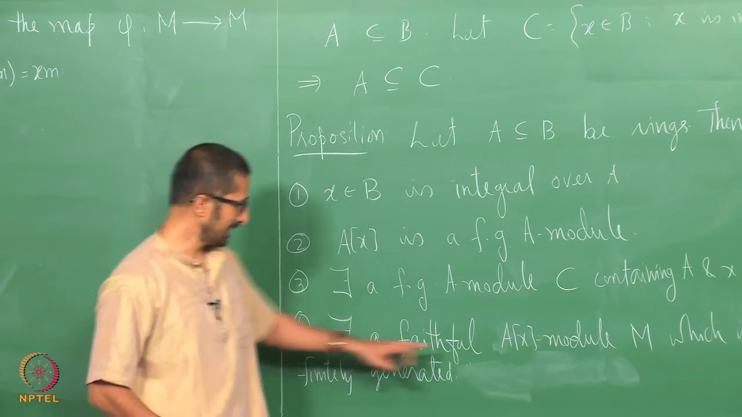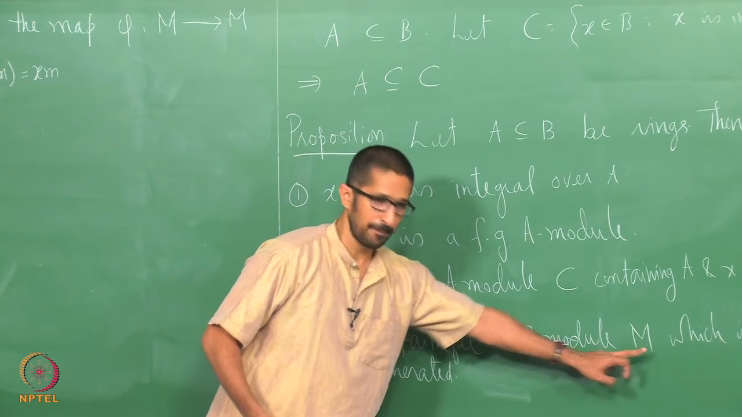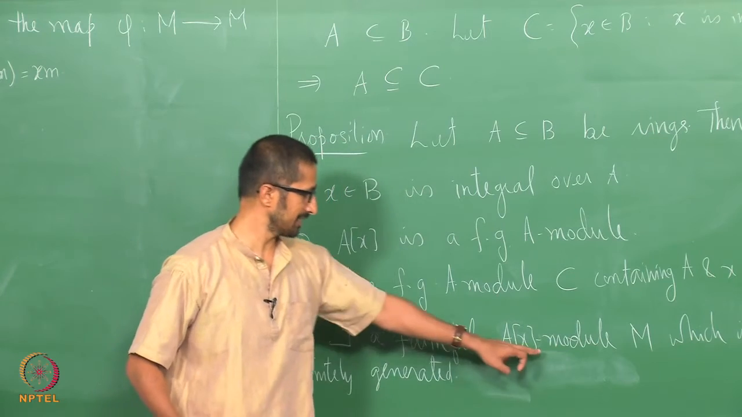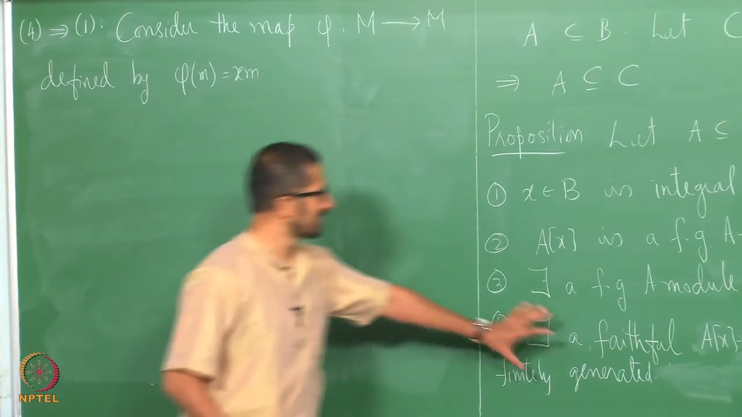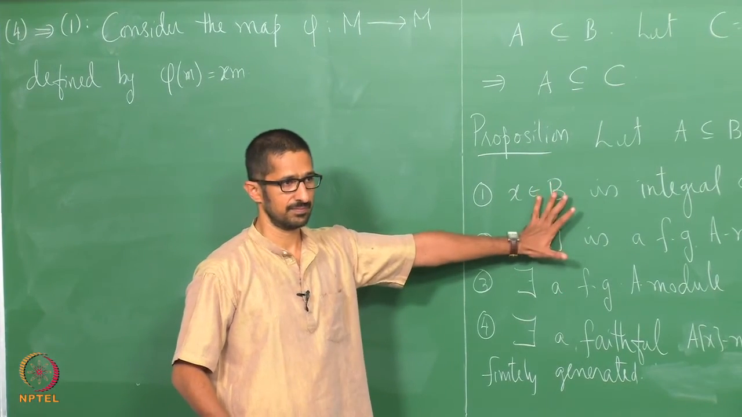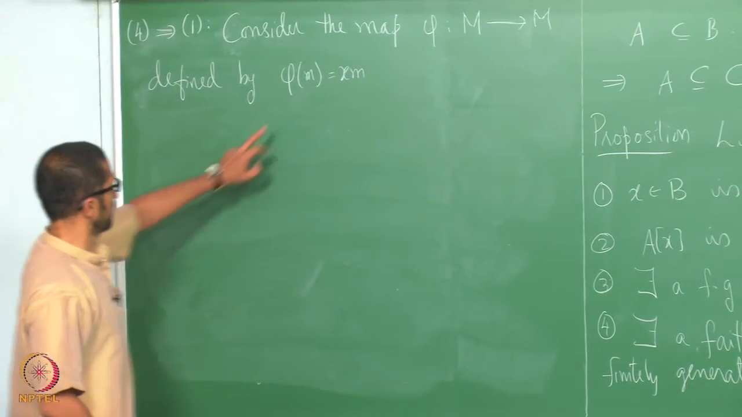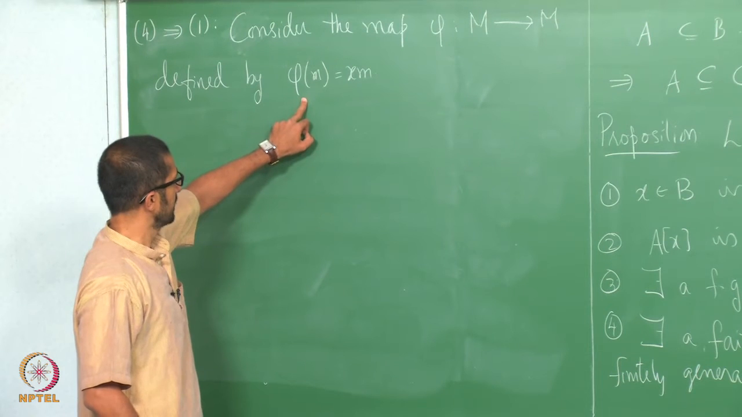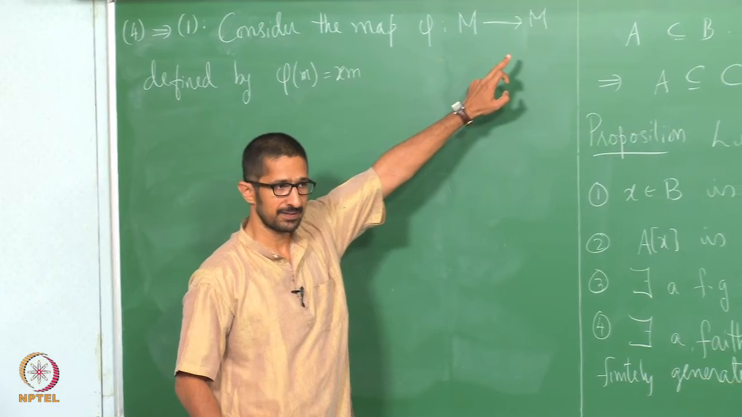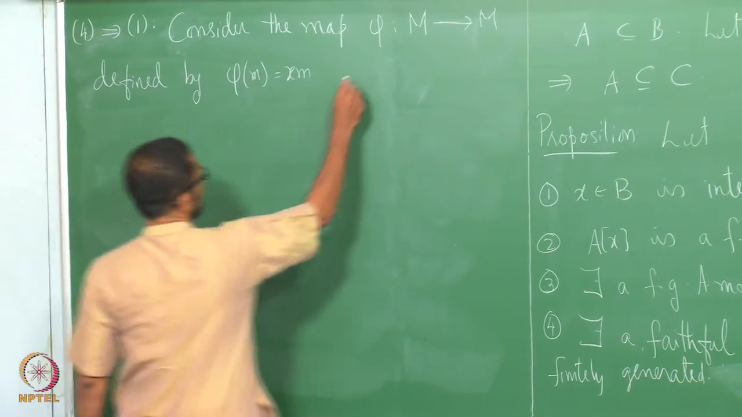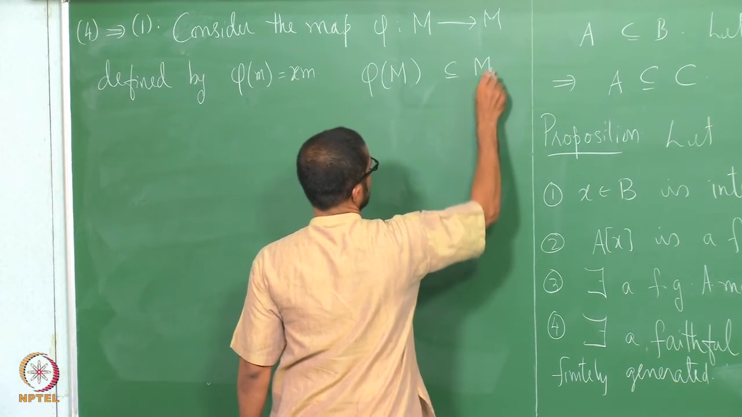Similarly, if I have an A[x] module with this property, then x is integral over A. That is what we are trying to prove. So, the x here is fixed. The x here, here, here, all are the same. Now, phi is an endomorphism of M. Phi of M is contained in M, obviously.